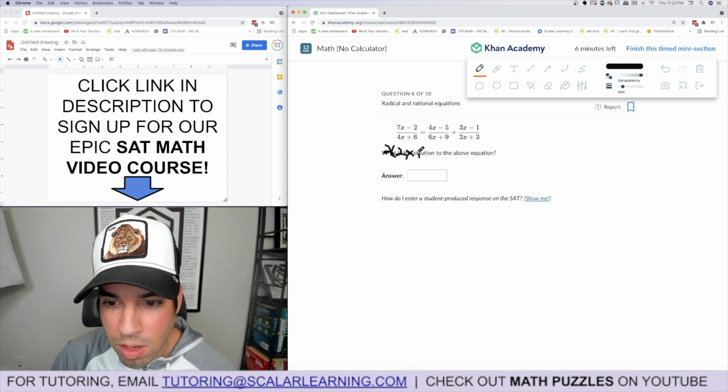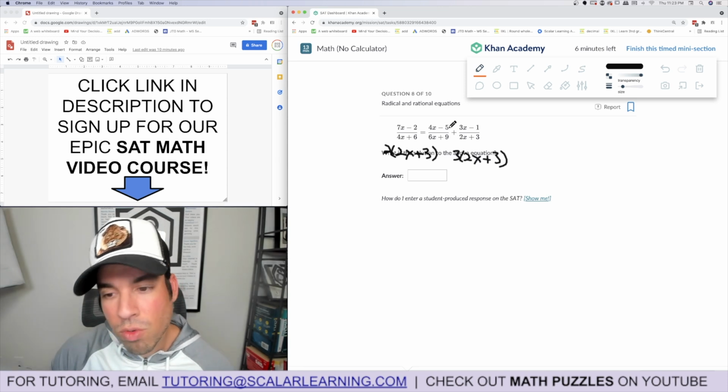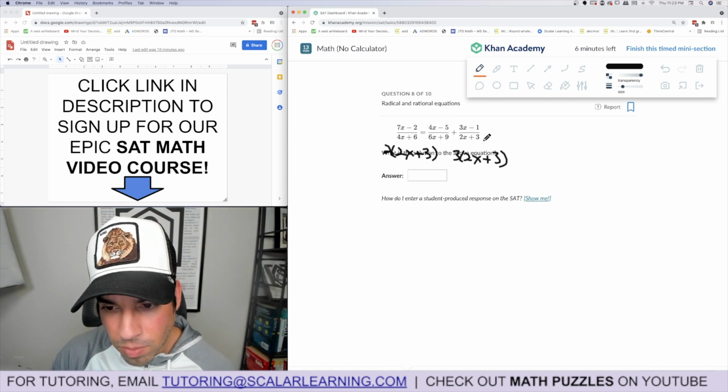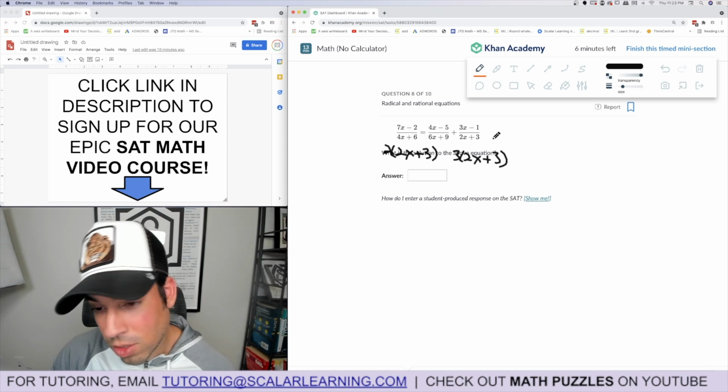2 times 2x plus 3. This one becomes 3 times 2x plus 3, and that's 2x plus 3. Okay, great. That actually makes it a little easier. So in order to get a common denominator, I have 2 times 2x plus 3, 3 times 3x plus 3, and just 2x plus 3.